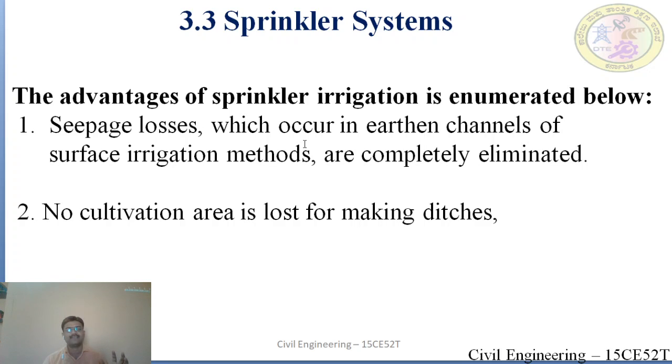Second one, no cultivation area is lost in making ditches. In the case of surface irrigation, there was a row where we have to make the water flood or flow into it, and there is another row where the crops are grown. Hence, in this method of irrigation, no such arrangements are required. You can use the whole area for the cultivation of the crops.